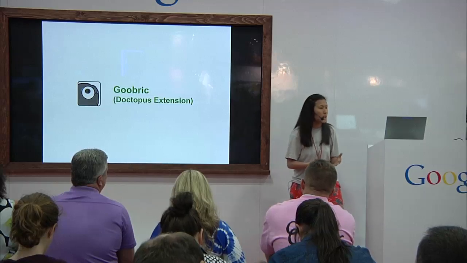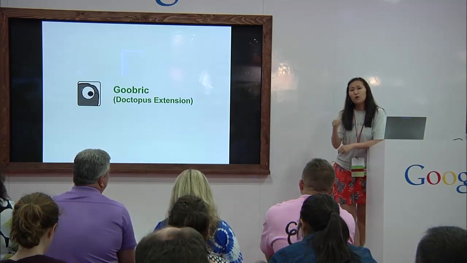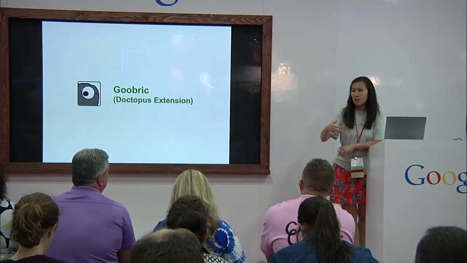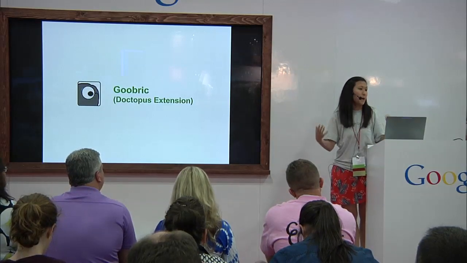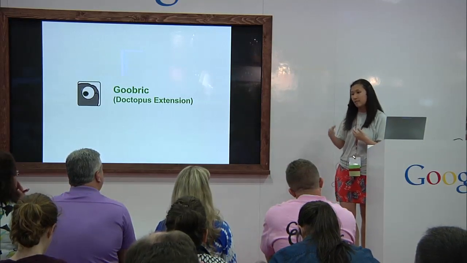So what we like to call Doctopus and Goobric is a photocopy machine for Google. It takes all of these docs and makes copies of them and passes them out to your students automatically for you. So my teachers are using it every single day.